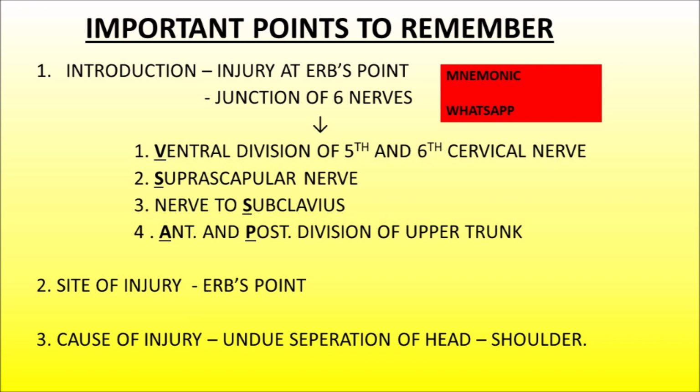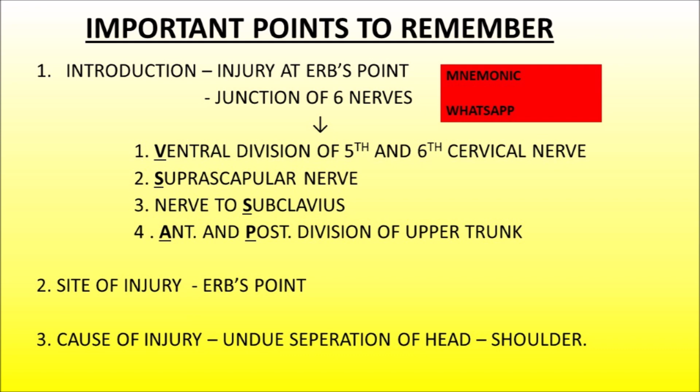As we have had a very clear and detailed diagrammatic explanation of Erb's paralysis, let us now summarize the most important points to be remembered under Erb's paralysis. To start with the introduction, injury occurring at the Erb's point is called Erb's paralysis. The Erb's point is the junction of six nerves, and it includes ventral division of the fifth and the sixth cervical nerve, suprascapular nerve, nerve to subclavius, anterior and the posterior division of the upper trunk.